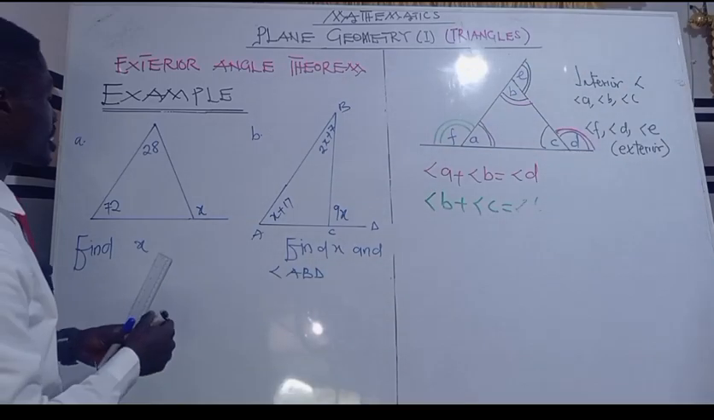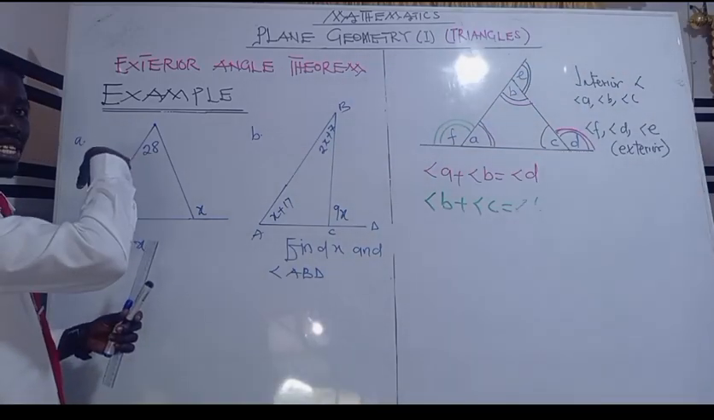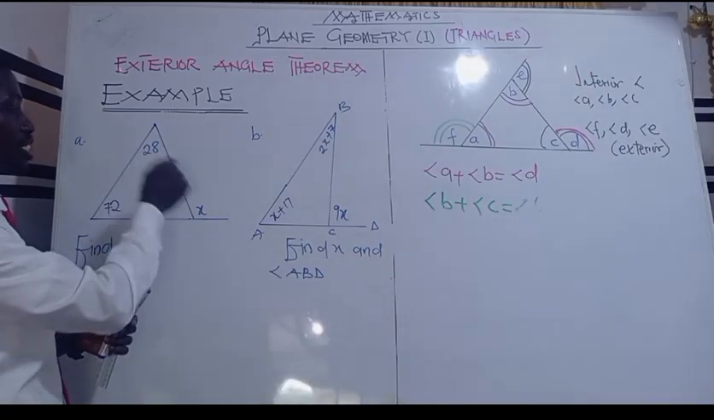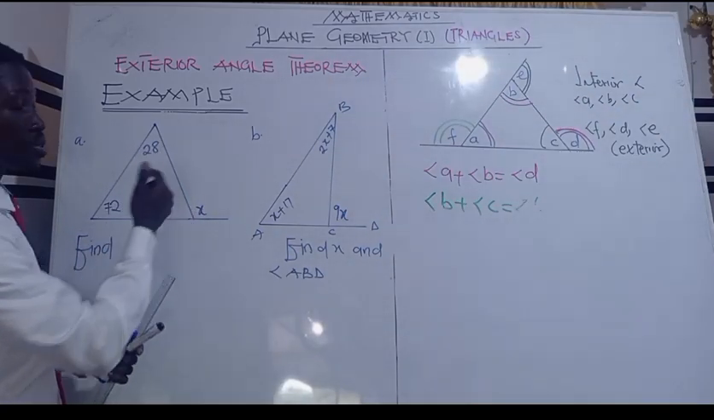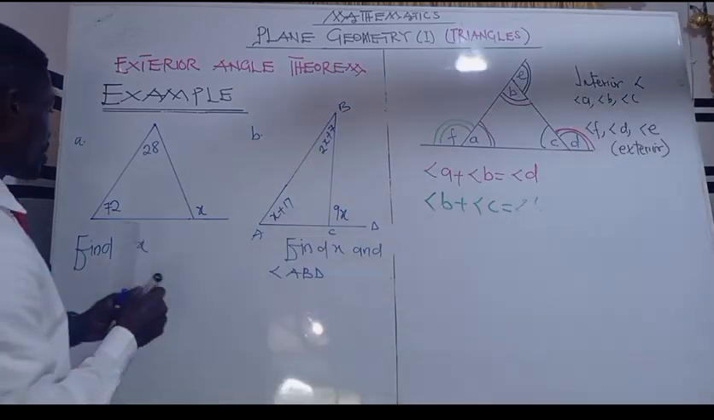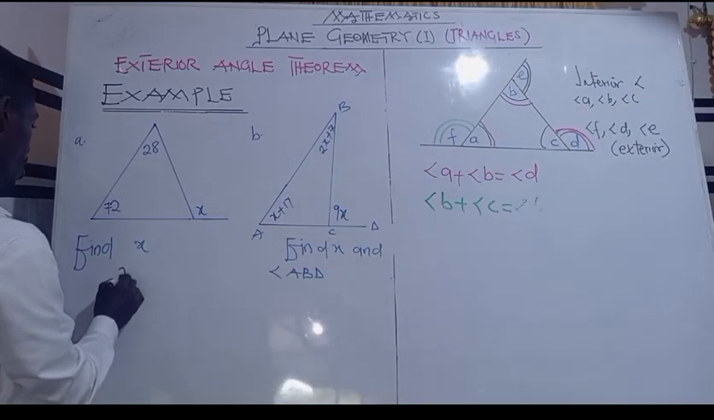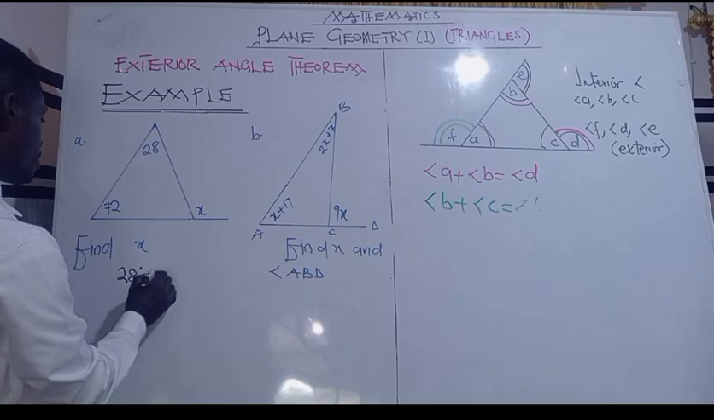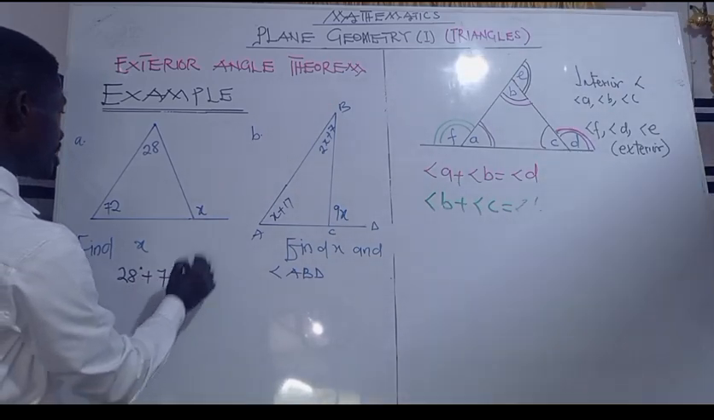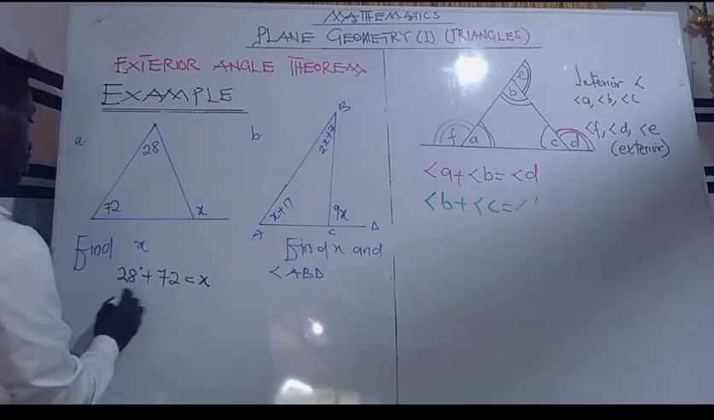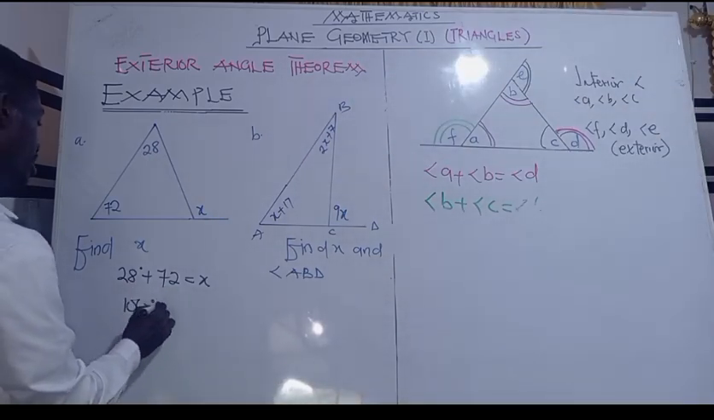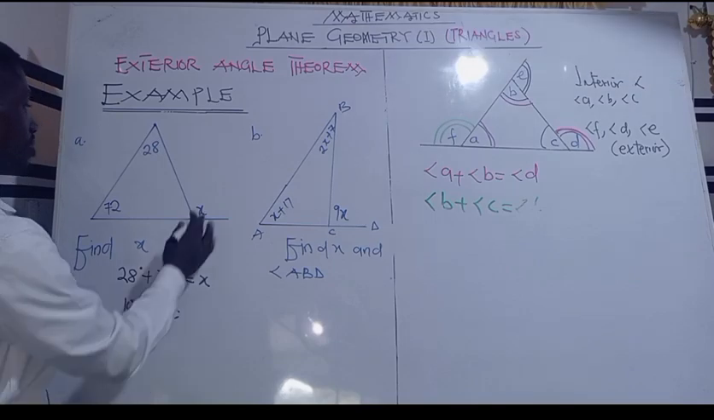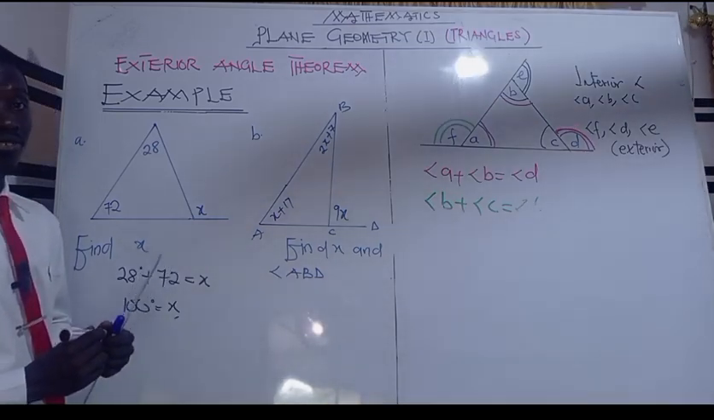Now it says that the sum of the two remote interior angles is equal to the exterior angle. So this plus this is equal to x. Very, very simple. So you can say that 28 degrees plus 72 is equal to x. So 28 plus 72, 100 degrees is equal to x. Therefore, our x is 100 degrees.